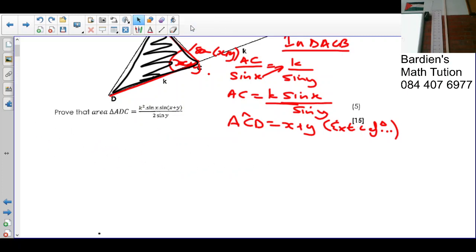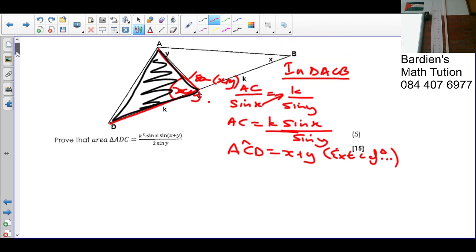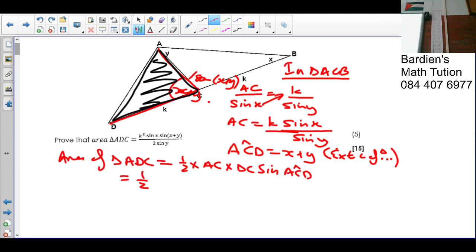So okay, what we need to do, this needed to be done first anyway. So the area of triangle ADC is equal to half AC times DC sine of ACD. Okay, which is now a half times AC, which we worked out to be K sine X over sine Y, times DC, which is K sine of X plus Y.